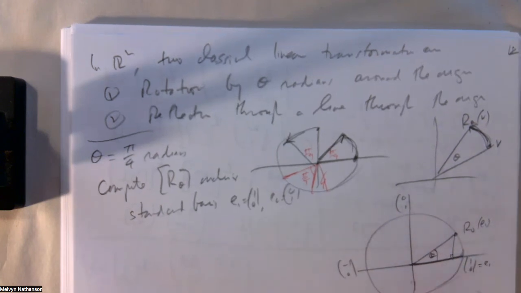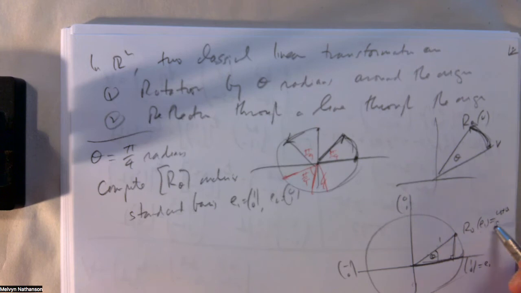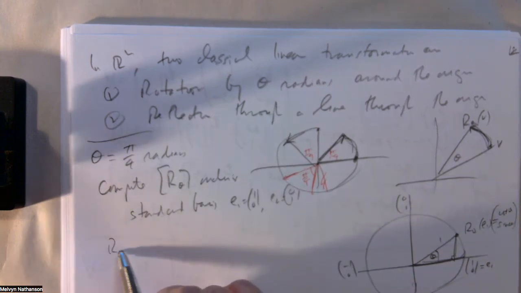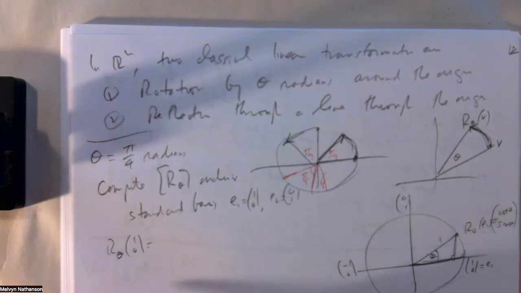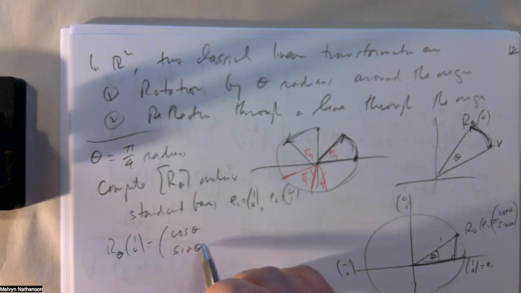What are the coordinates of this vector? Well, hopefully you remember, because you've seen it in pre-calculus and calculus. Coordinates of this vector are this over 1, this over 1. That's just cosine. This is cosine theta, sine theta. So r theta, rotation of the vector (1, 0) by an angle theta in the counterclockwise or positive direction, gives the vector (cosine theta, sine theta).